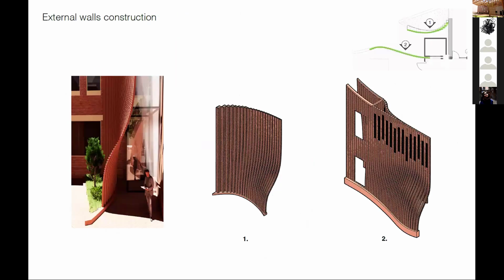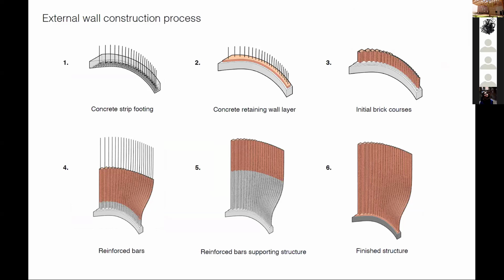For the external walls, we decided to use an alternative method of construction, as both of these walls were freestanding and not attached to the existing walls. This alternative method closely represents a traditional in situ approach using a reinforced concrete strip footing, a retaining wall, reinforcement bars, and core-filled masonry bricks.